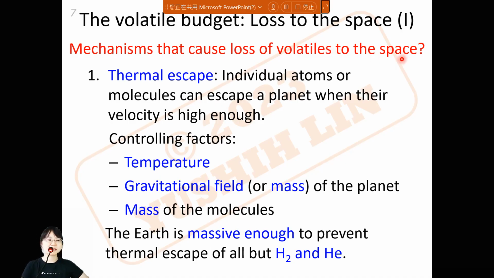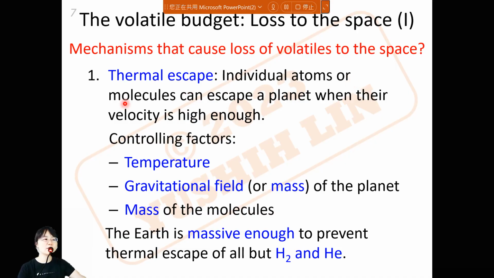There are several possibilities. The first possibility is thermal escape. Individual atoms or molecules can escape a planet when their velocity is high enough. This is the principle why we can send a satellite to space and make it orbit around the Earth, because we give it an escape velocity.